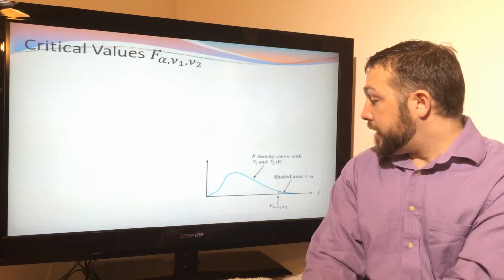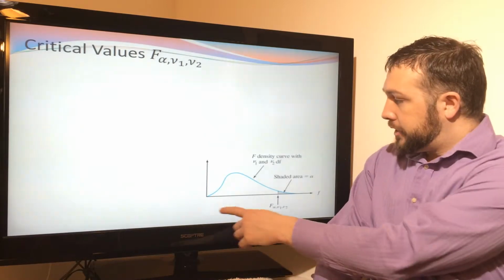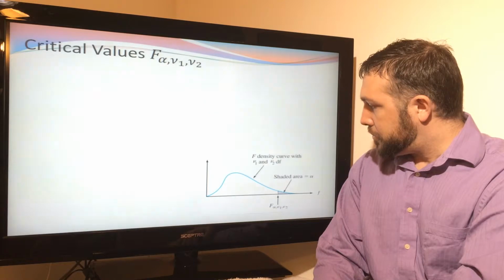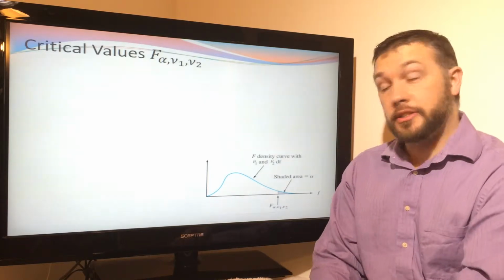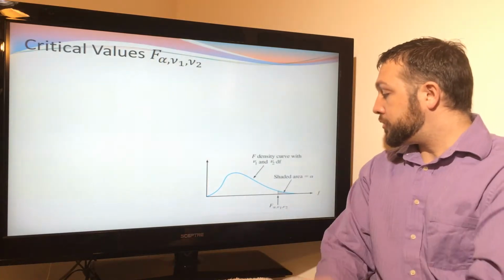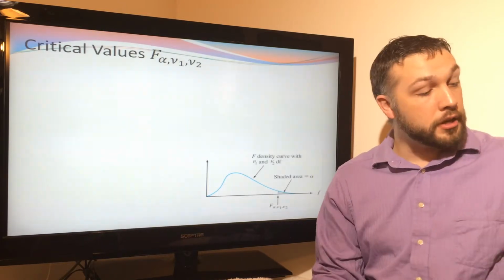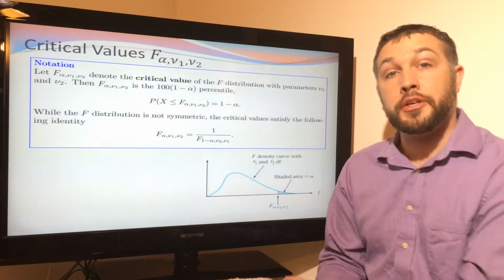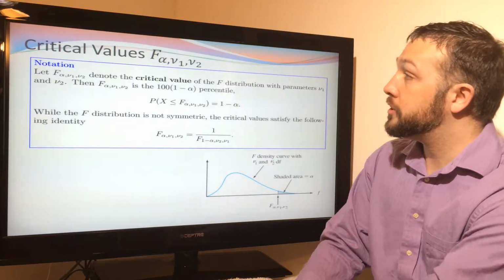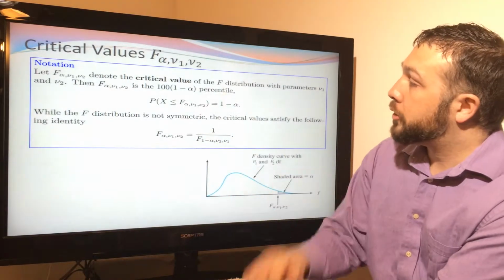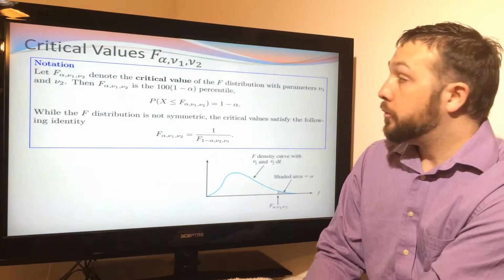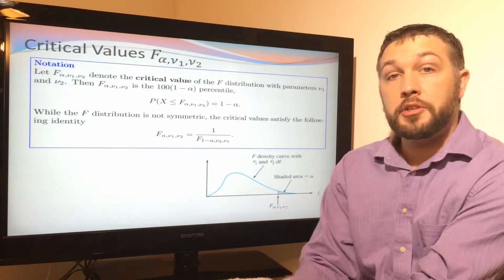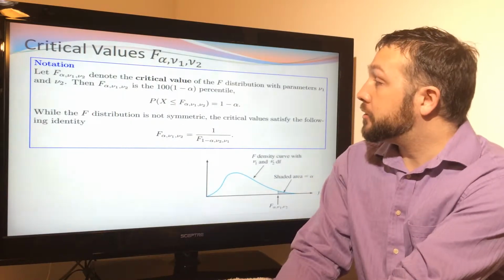Here's a picture of the F curve, and as you can see, it's very asymmetric. It's kind of like the chi-squared distribution, but it actually has some nice properties that we'll see in just a minute. You can construct the critical values, which give you a certain proportion of area in the tail, and that will have all the usual implications for the tests that we proceed with. So this is what our critical value will be denoted as. We have alpha, which is the proportion in the tail, and then we have these two parameters for the numerator and denominator degrees of freedom.